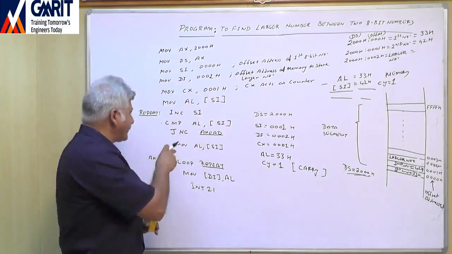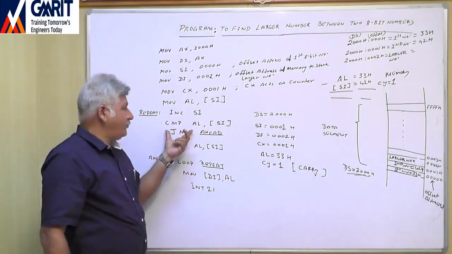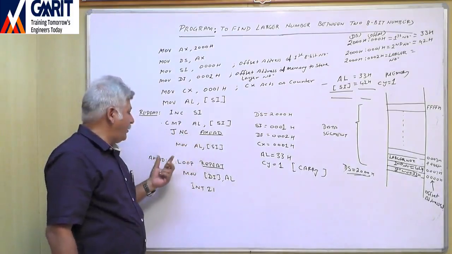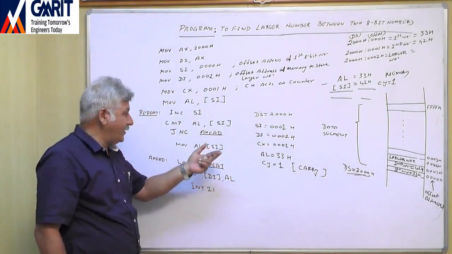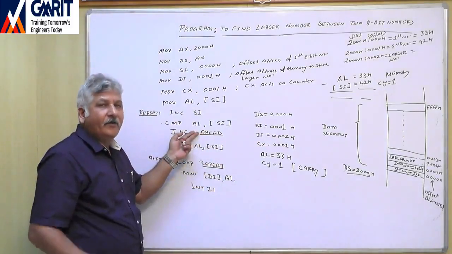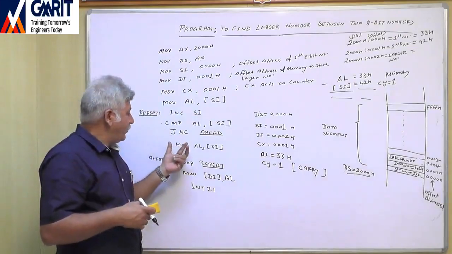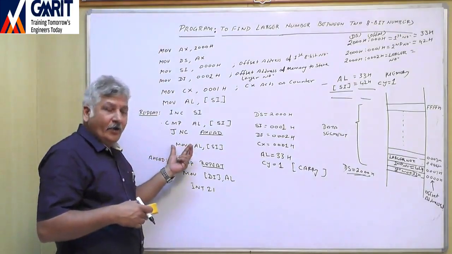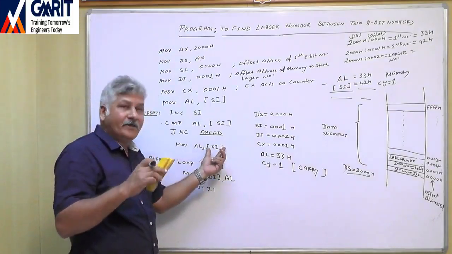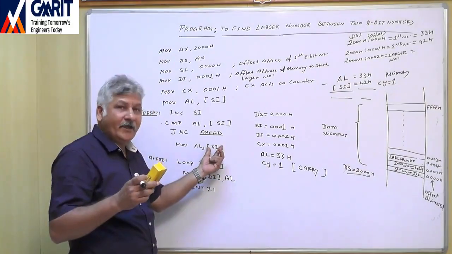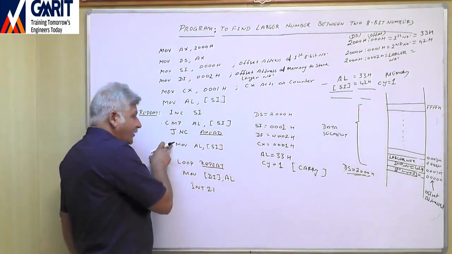Now we will see the next instruction, JNC, jump if no carry. It means if there is no carry, then jump ahead. But carry is there, so don't go ahead. The next instruction after JNC will be executed. What will this instruction do? It will transfer the larger number, which is in the memory whose offset is in SI, to AL. So this instruction is executed.